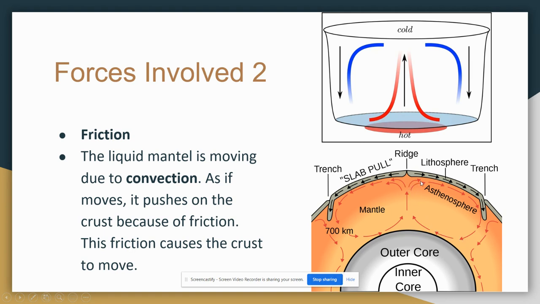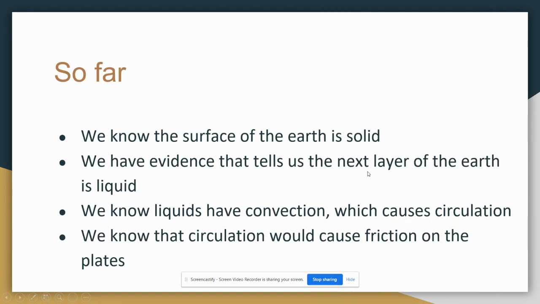Well, as it moves, it's going to pull on the lithosphere. That's friction. So if you move one object past another, then it wants to pull on that object, and that friction force is what causes our crust to move. So friction and buoyancy are the two main forces involved in plate tectonics.